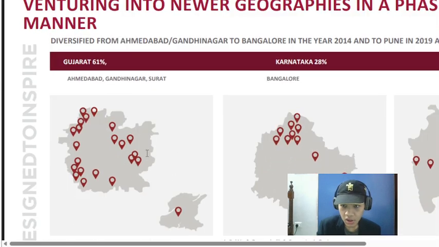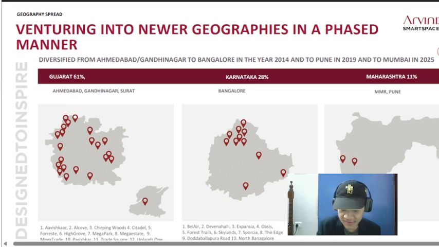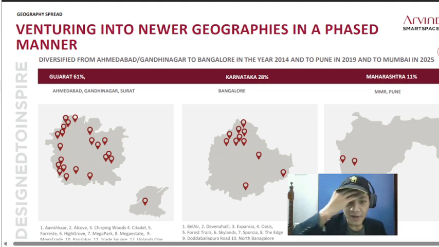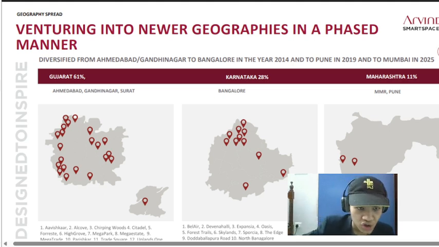It seems it started from Gujarat, Ahmedabad, Gandhinagar area. Then they expanded to Bangalore, they expanded to Maharashtra. And I guess 61% of their projects right now are in Gujarat, followed by 28% in Karnataka, followed by 11% in, sorry, Maharashtra. So again, three states, Gujarat and Karnataka seem to be the more important ones.